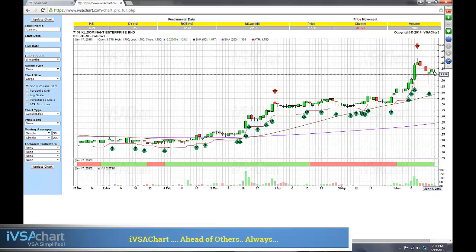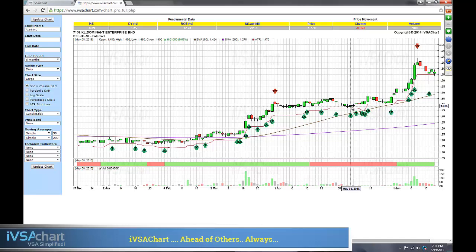This spread isn't that well defined. You can see tests normally have a very, very thin spread, where the volume almost drops off. That's what I mean by a test. Low volume is always strength. We always look at low volume to be strength.